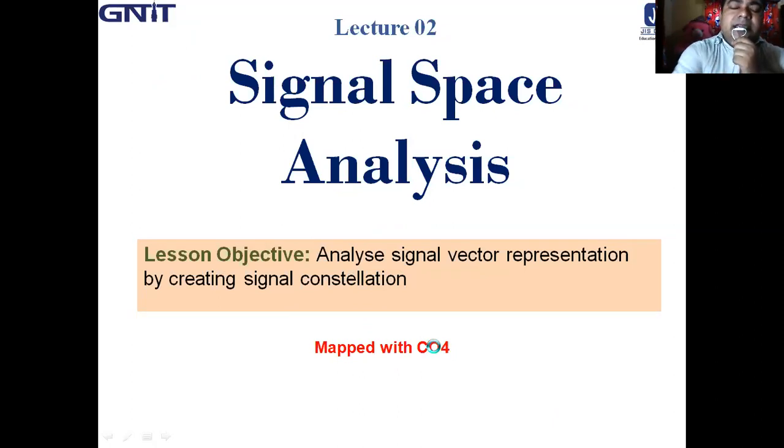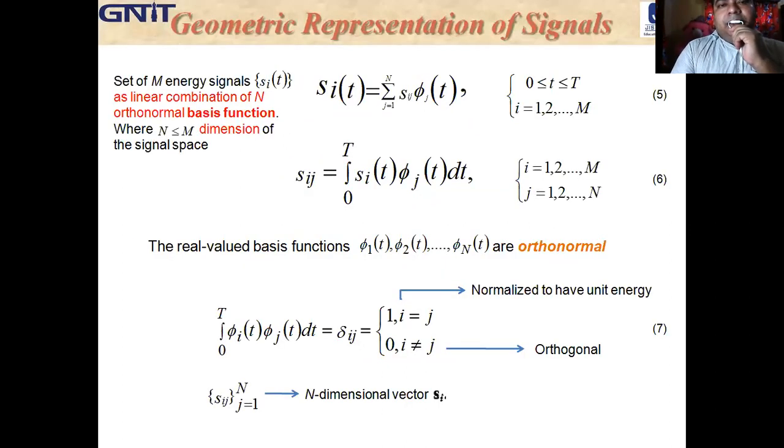Let me give a brief recap from the last class. In the last class, we discussed a generic digital communication system and found its average probability of symbol error. From that, we determined the geometric representation of the signals.